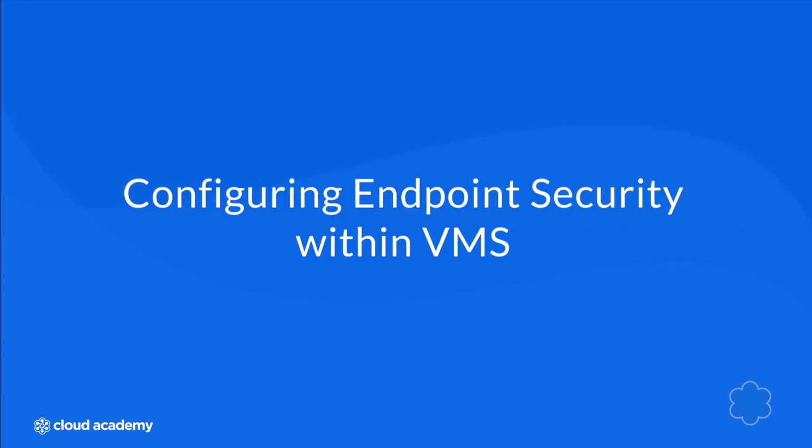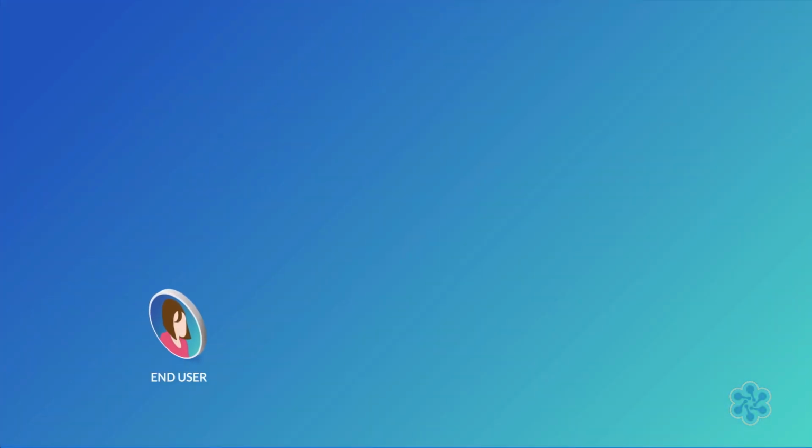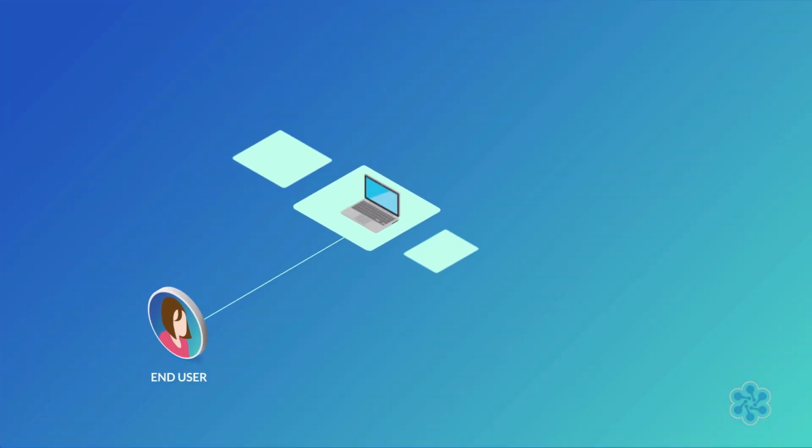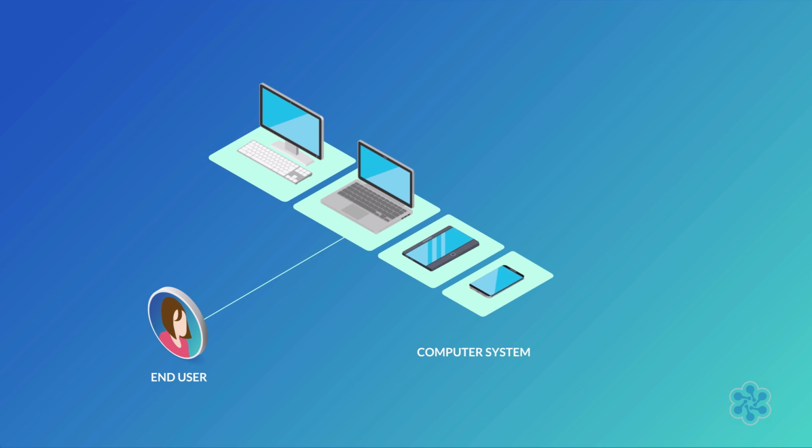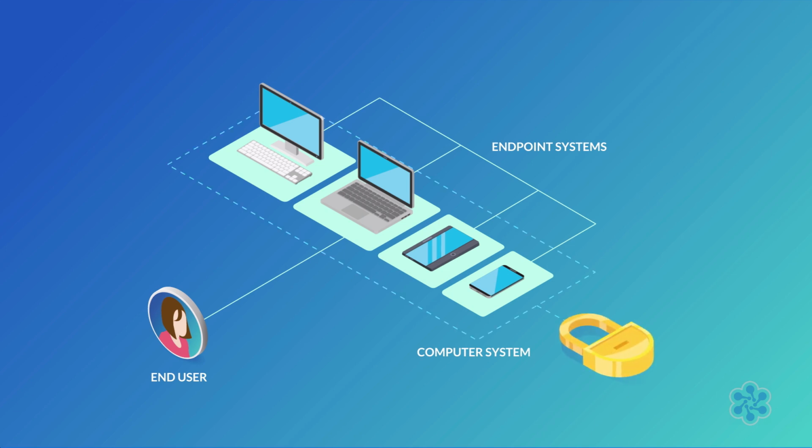Hi there, welcome to Configuring Endpoint Security within VMs. The term endpoint system refers to a computer system that interacts directly with an end user. So this means that devices like desktop computers, laptops, tablets, and smartphones are all considered endpoint systems. That being the case, they need to be secured. Failing to properly secure these endpoint systems opens them up to becoming launchpads for security attacks on other networked systems.